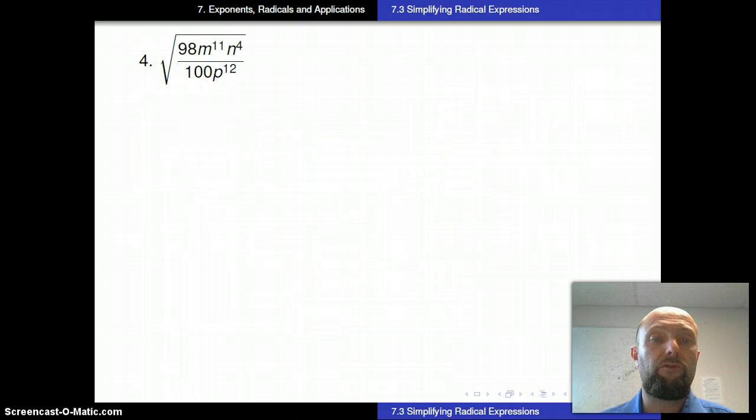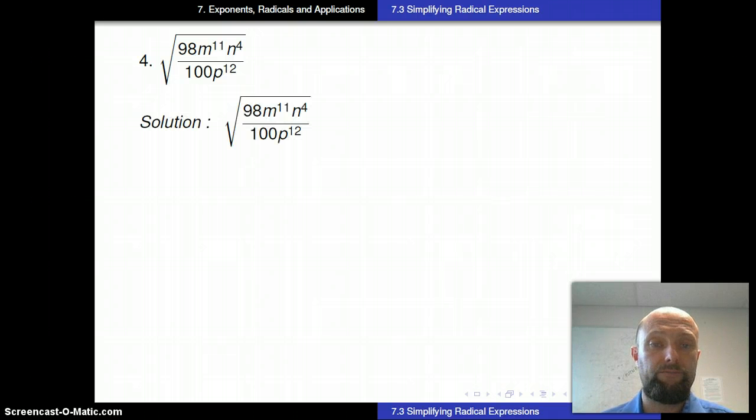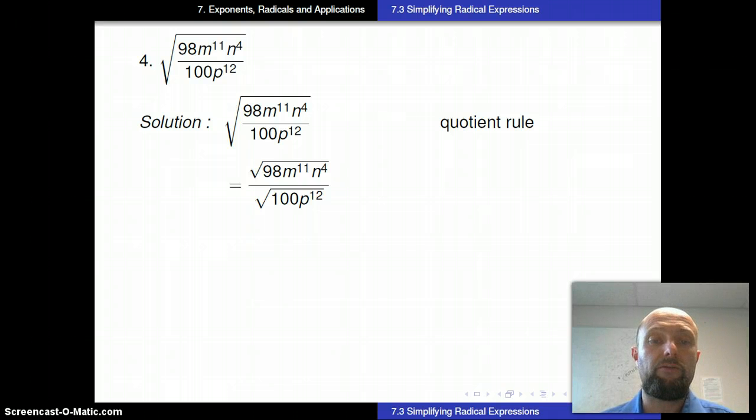Question 4. The square root of 98m to the 11th n to the 4th over 100p to the 12th. We start by using the quotient rule to rewrite this as a quotient of two square roots. Next, we simplify each square root, so we have to write 98m to the 11th n to the 4th as the largest square times something. 98 will be rewritten as 49 times 2, m to the 11th as m to the 10th times m. N to the 4th, 100, and p to the 12th are already squares.